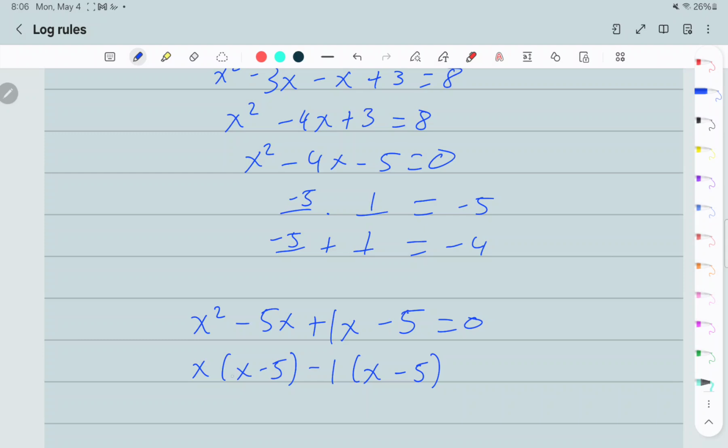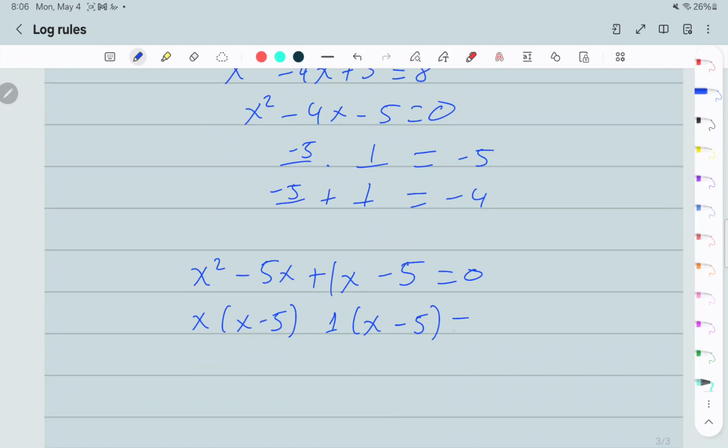And then you just pull out x here, it's going to be x minus 5. You pull out plus 1. That was the error. And then you're left with x minus 5. Now it's equal to 0. You take out the first bracket, x minus 5, the other one being the leftovers, x plus 1 equals 0.